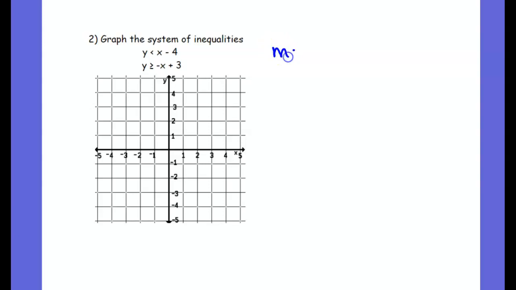For the first one, we're already in slope-intercept form, so our slope is 1. Our y-intercept is -4, so we start at -4. We go with a slope of 1. It is just less than, so it's going to be a dashed line.